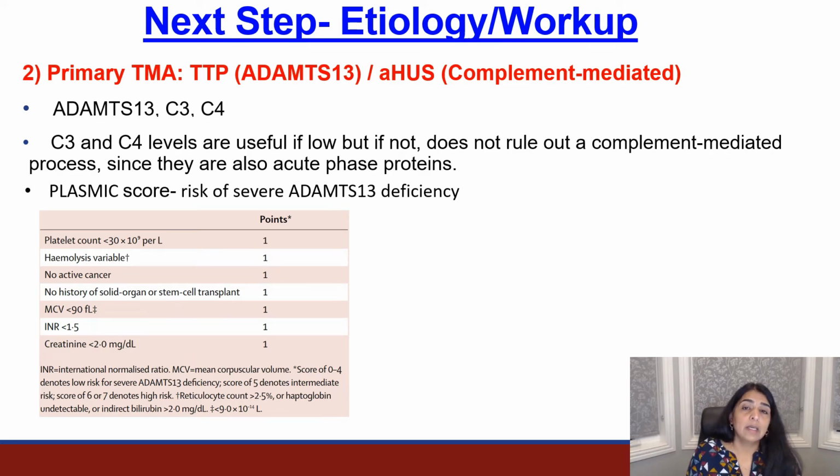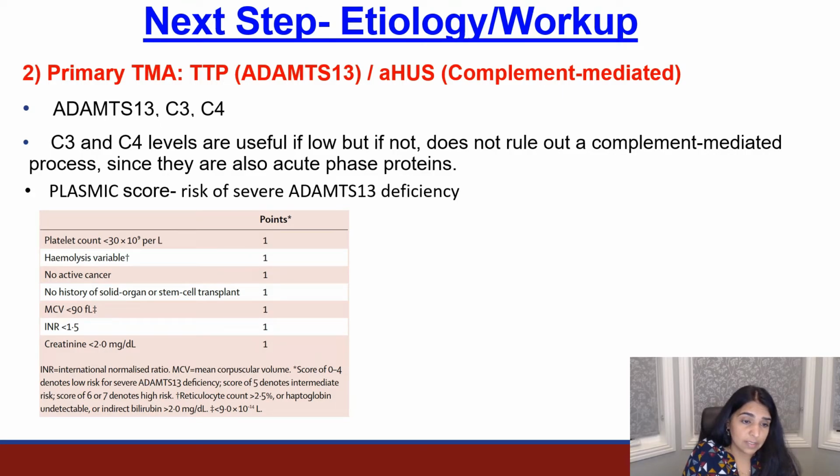Another really simple, easy test that you can do in these patients is called the PLASMIC score, which helps risk stratify these patients to get a quick assessment of their risk of having TTP. So the PLASMIC score consists of these different parameters that I mentioned on this table, and 1 point is assigned for each of these. So for example, if there is a platelet count of less than 30, the patient is given a point of 1.